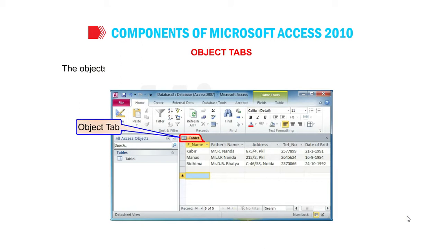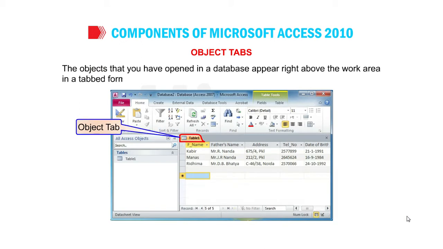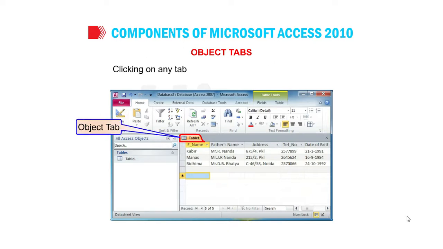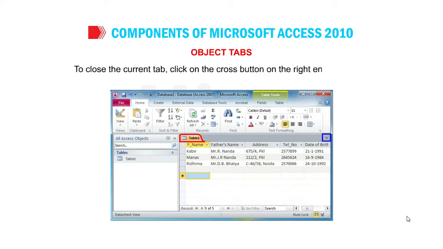Object tabs. The objects that you have opened in a database appear right above the work area in a tabbed form. Clicking on any tab displays the contents in the work area. To close the current tab, click on the cross button on the right end of the bar.